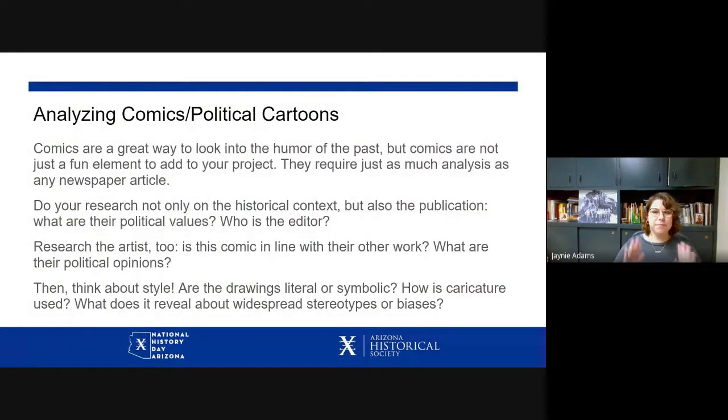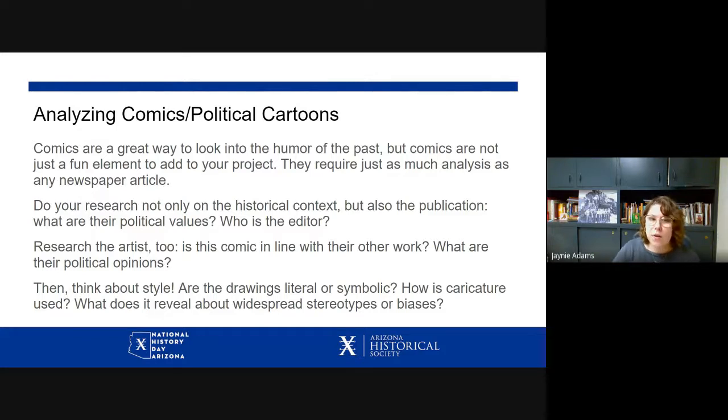Okay, so analyzing comics or political cartoons. Comics and political cartoons are a great way to look into the humor of the past. Humor is really illuminating, but comics are not just a fun element that you can add to your project. They require just as much analysis as any newspaper article. So you can't just throw a picture in your paper and call it done. You have to analyze it.